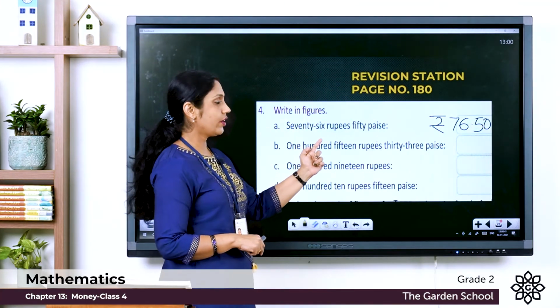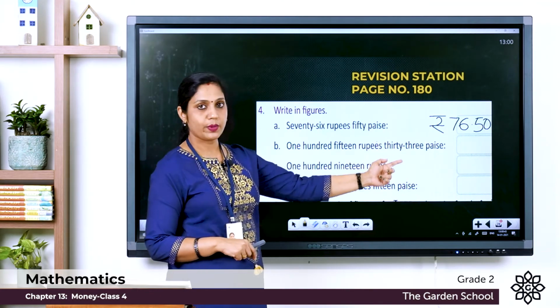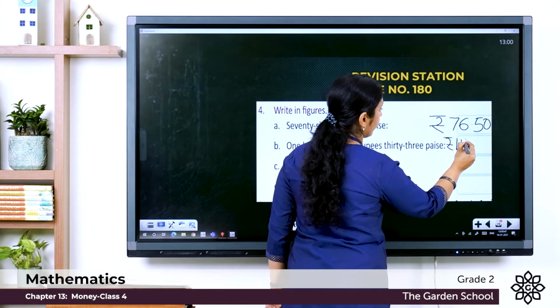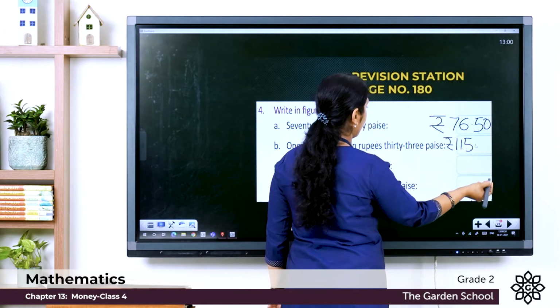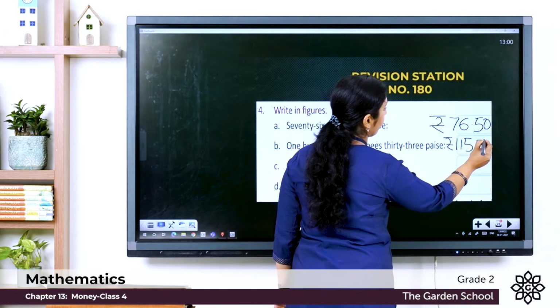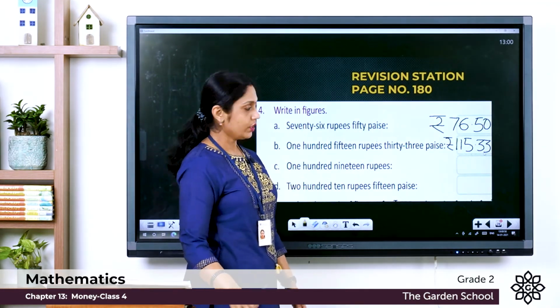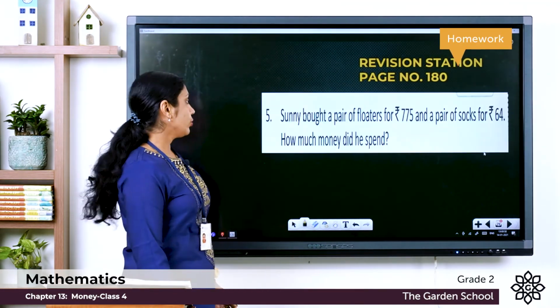Question B, 115 rupees 33 paise. So we'll write it 115 rupees point or dot 33 paise. So the rest also you can complete. Next, moving on to the fifth question.